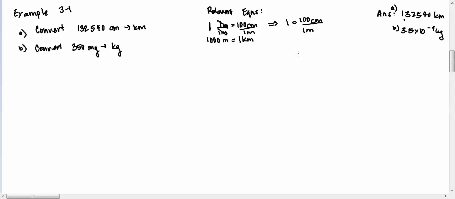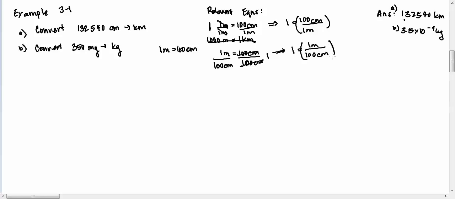So that's one option. The other option is you could, let's go with 1 meter is equal to 100 centimeters. You could divide both sides by 100 centimeters. And that would cancel this out, leaving 1 on the right hand side, and you would have 1 is equal to 1 meter over 100 centimeters. So from this equivalent statement that we had, 1 meter equals 100 centimeters, we end up getting two different kinds of fractions right here. One with the meters on the bottom and one with the centimeters on the bottom.